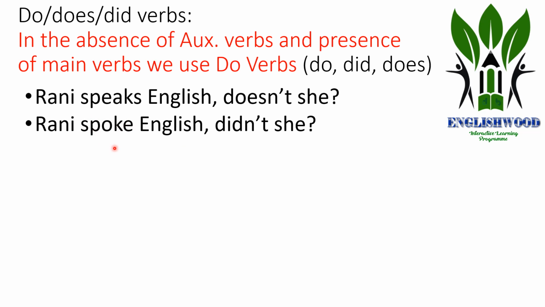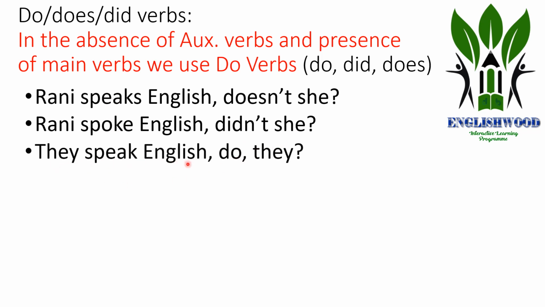Now, Rani spoke English. Now spoke is verb 2. It is also important that students learn verb 1, verb 2, and verb 3. Without verb forms, the English language is very difficult to learn. So speak, spoke, spoken. Spoke is verb 2, therefore didn't she.